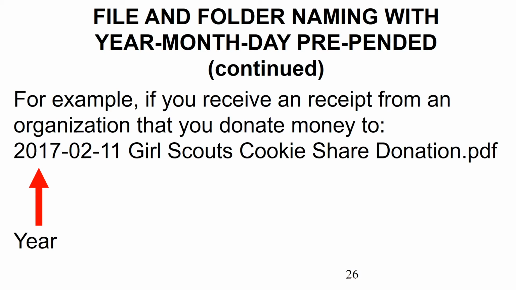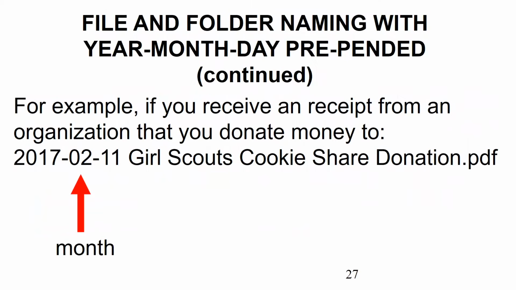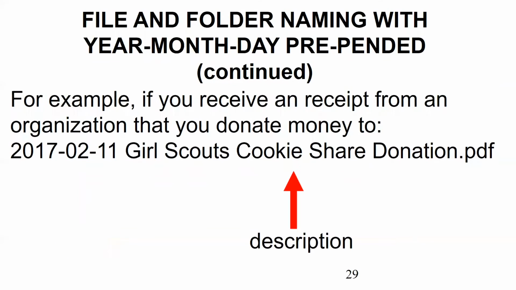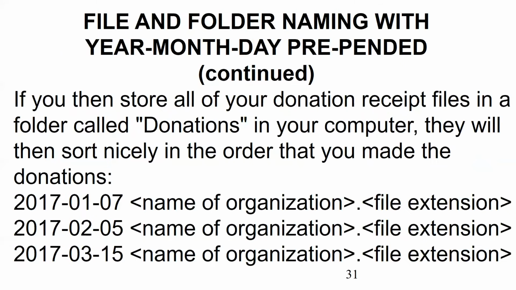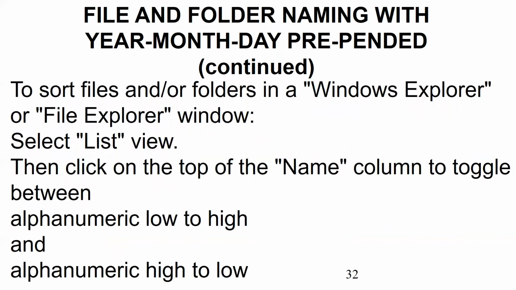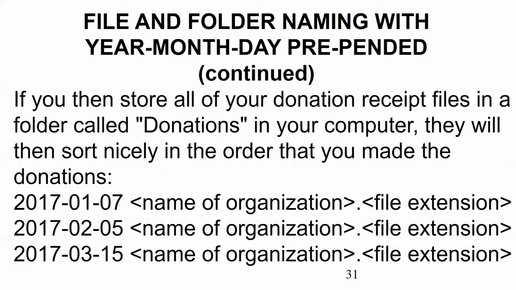And it'll sort nicely if I have a pile of donation files, and even sort nicer if I have it in a tax folder. That's the year, that's the month, that's the date, and then that's the description, and that's the file extension, right? And when you put them in this sort of naming order, things sort nicely from first received to last received, or you can click on the top of a column and sort it in the opposite direction, right?